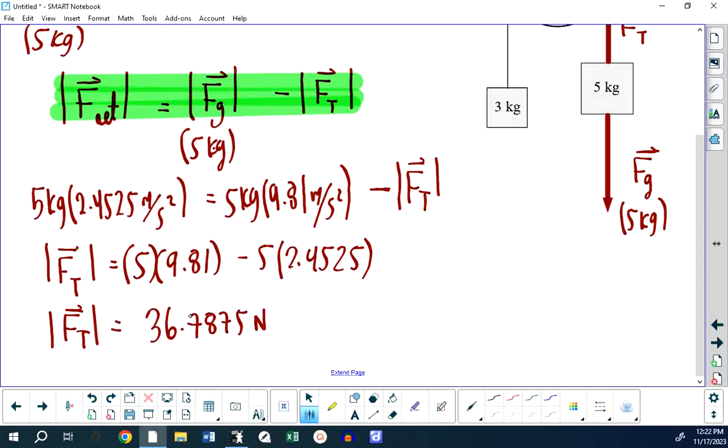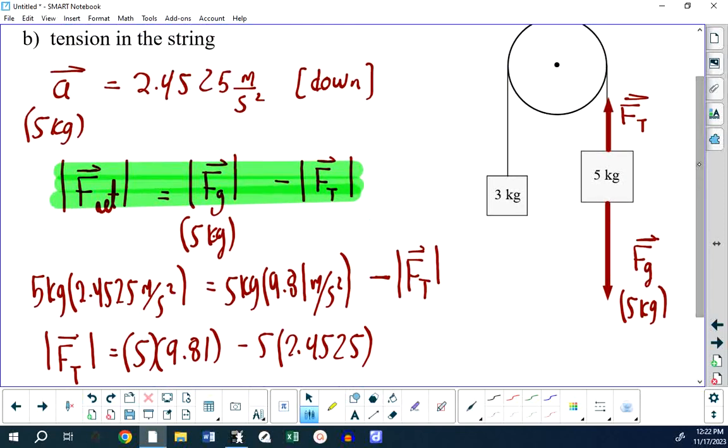And you can choose to round that however you see fit. That's not the point of this video. So the tension in the string is 36.7875 newtons upwards when we look on the left side of the diagram, and it's the same force upwards when we look at the right side of the diagram. You want to try to remember in a Physics 20 level that tension in a string is the force that the string is applying to the object. So that's the solution of the question.